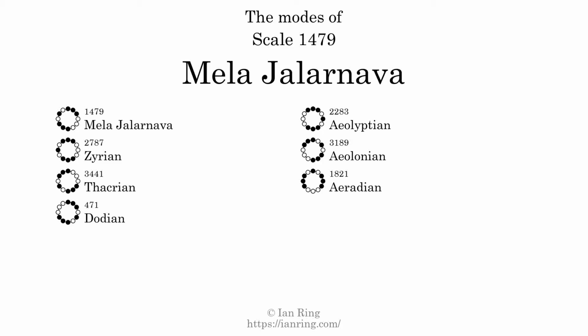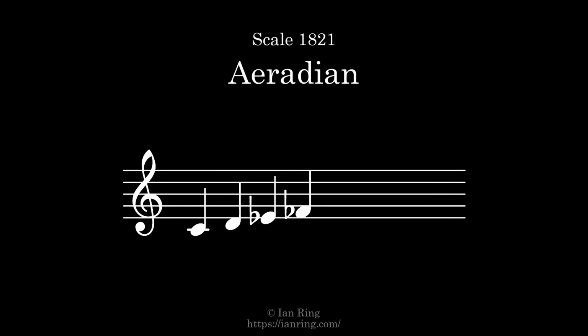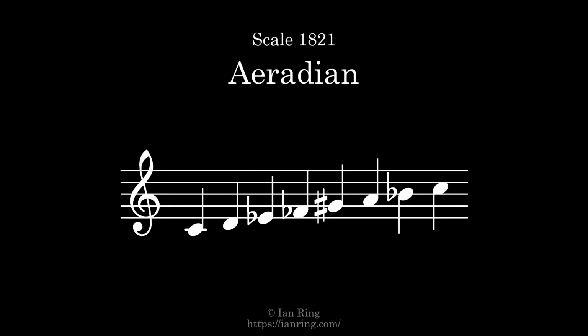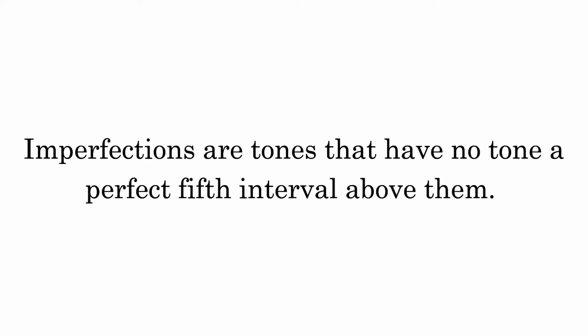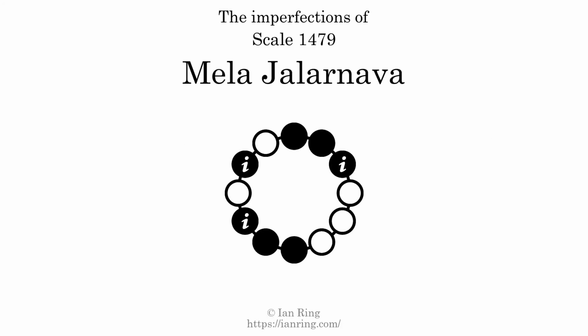The seventh and last mode is scale 1821, also known as Iradian. It sounds like this. Imperfections are tones that have no tone a perfect fifth interval above them. This scale has 3 imperfections. They are at positions here, here, and here.